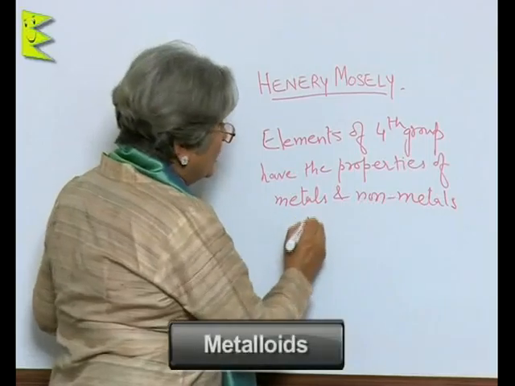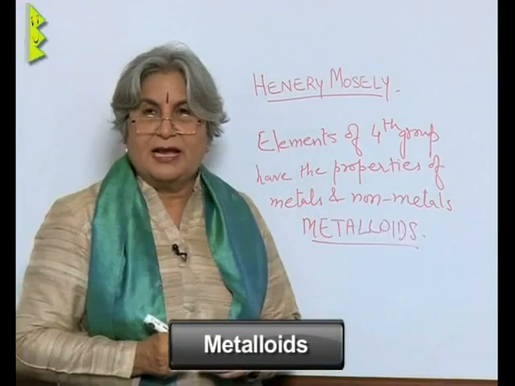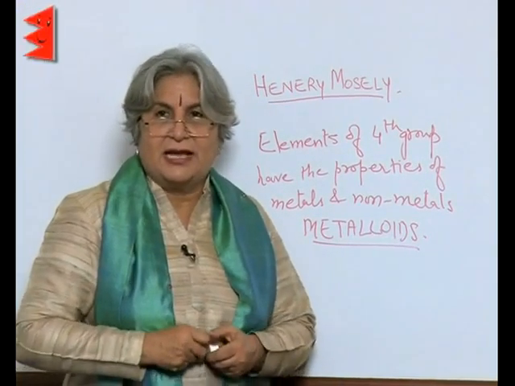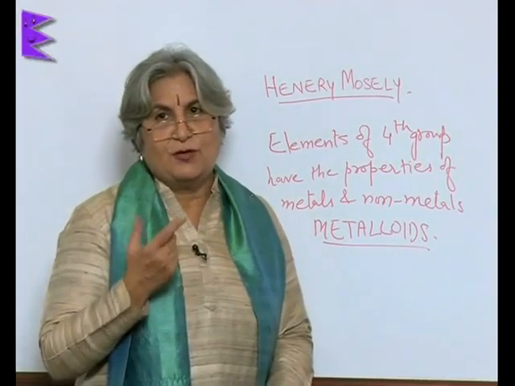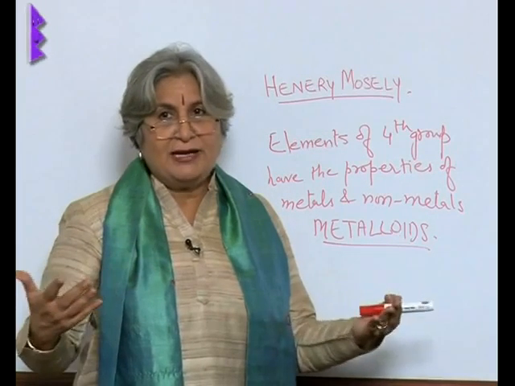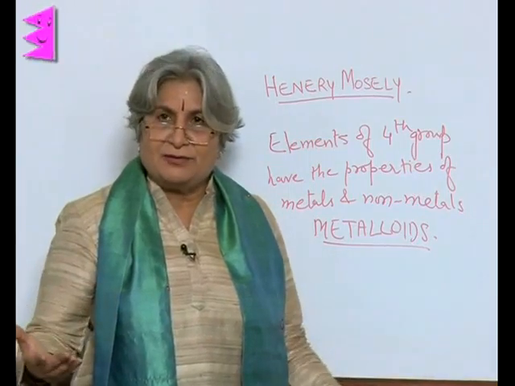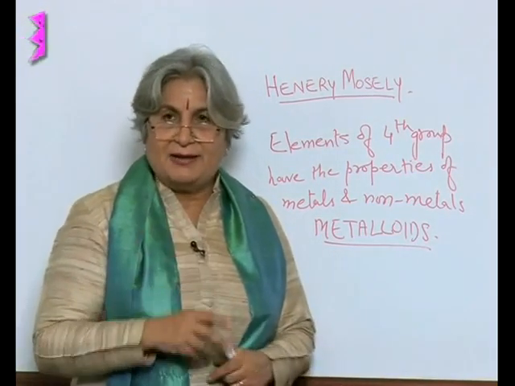So, what are they called? Metalloids. They have only 4 electrons which can neither be gained nor lost. So, which kind of bond do they develop? The covalent bond. So, they are more friendly, they make more compounds as compared to any other element.